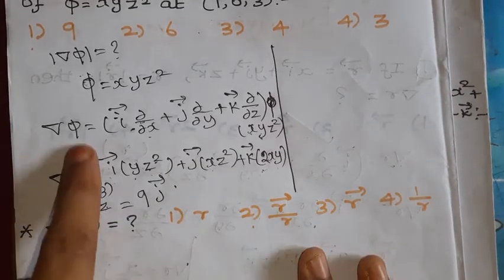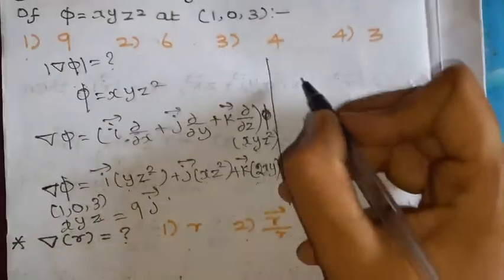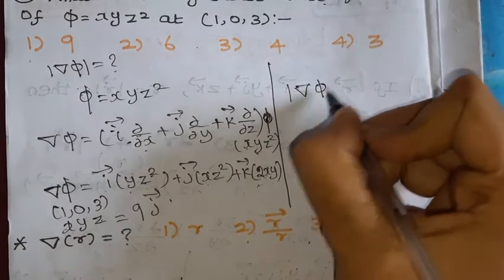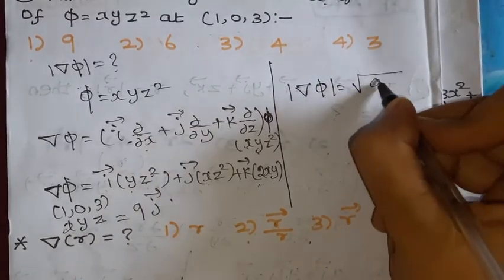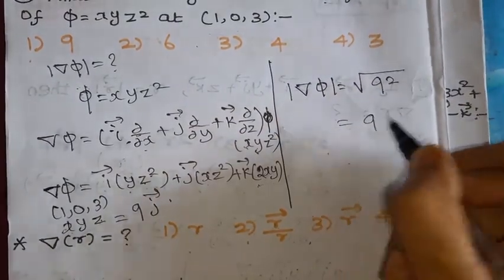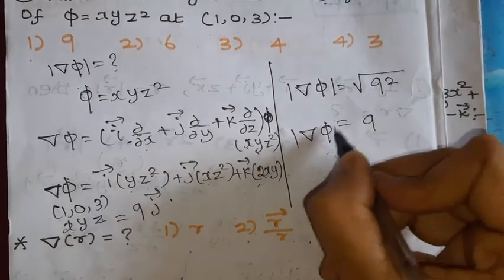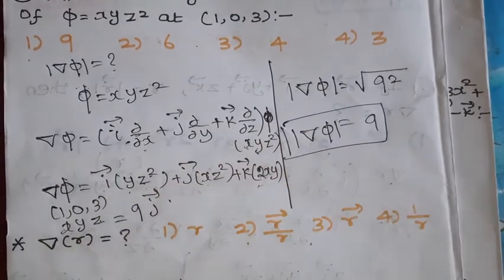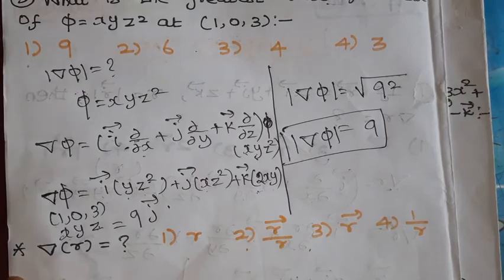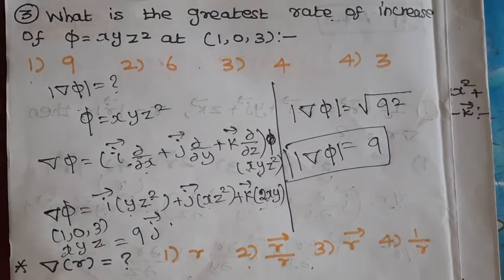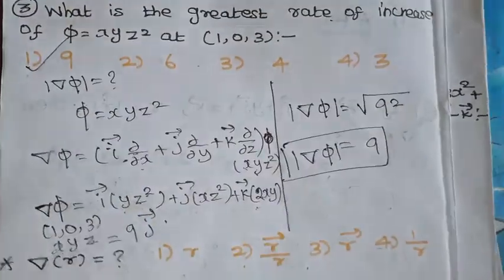What do we actually need to find out? Modulus del phi. Just taking modulus, del phi is nothing but modulus of 9j. Obviously modulus del phi is equal to 9. So the greatest rate of increase, modulus del phi, is equal to 9.